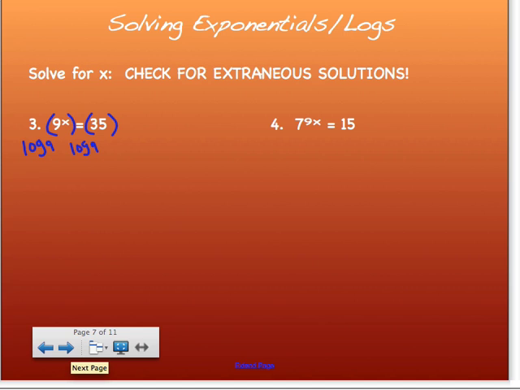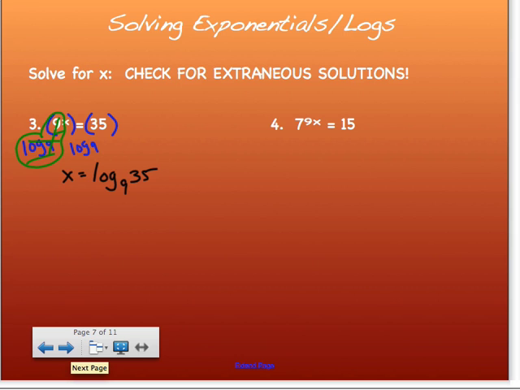Keep a balanced equation. Well, I know if I take log base 9 of 9 to the something, I know what's going to happen with these. All those things right there are immediately going to go away, and all I have left is simply x on the left side equals exactly what we came up with before, log base 9 of 35. Now all of a sudden, I can go ahead and solve it.